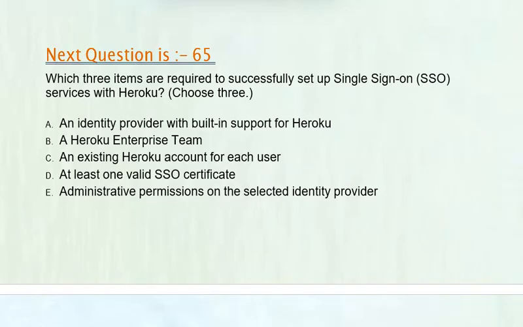Question is which three items are required to successfully set up single sign-on (SSO) services with Heroku? Option A, an identity provider with built-in support for Heroku. Option B, a Heroku enterprise team. Option C, an existing Heroku account for each user. Option D, at least one valid SSO certificate. Option E, administrative permissions on the selected identity provider.